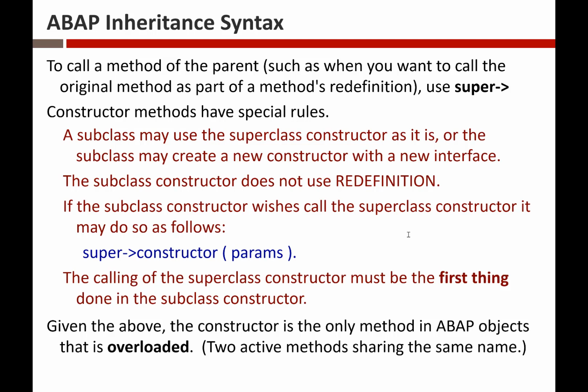because the parent constructor might take in 3 parameters, and the child constructor might take in 5 parameters. And actually the child constructor is available for us to use, and the parent constructor is available for us to use. So we have 2 active methods that share the exact same name.